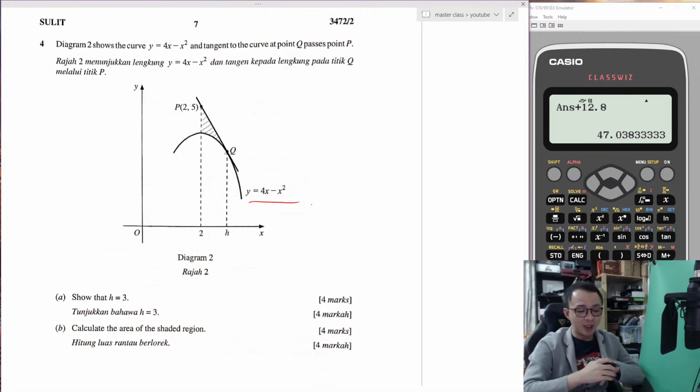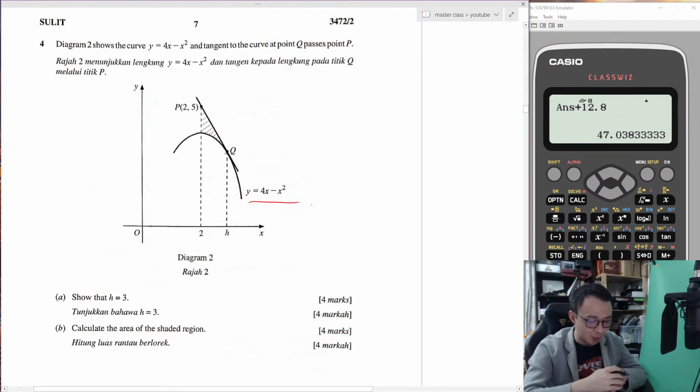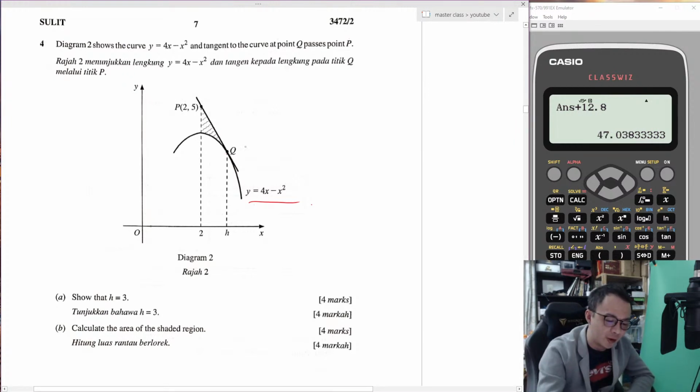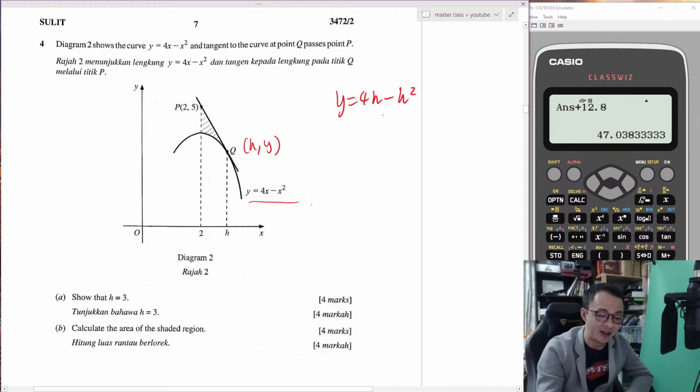Okay, so what we want to do right now is find the coordinate Q. We know the x is h. The y is basically the y here. So if I want to find my y, I will substitute h into the curve equation: 4h minus h squared. So this is my y value. You realize my y right now becomes 4h minus h squared.